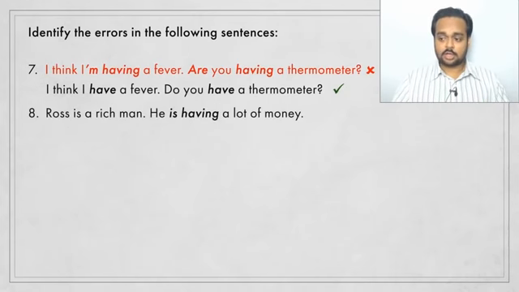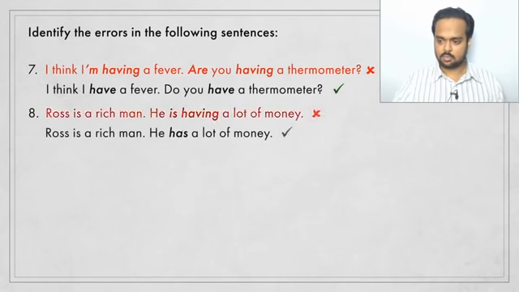Number 8, Ross is a rich man. He is having a lot of money. Right or wrong? Wrong. He has a lot of money. Again, because this talks about ownership.